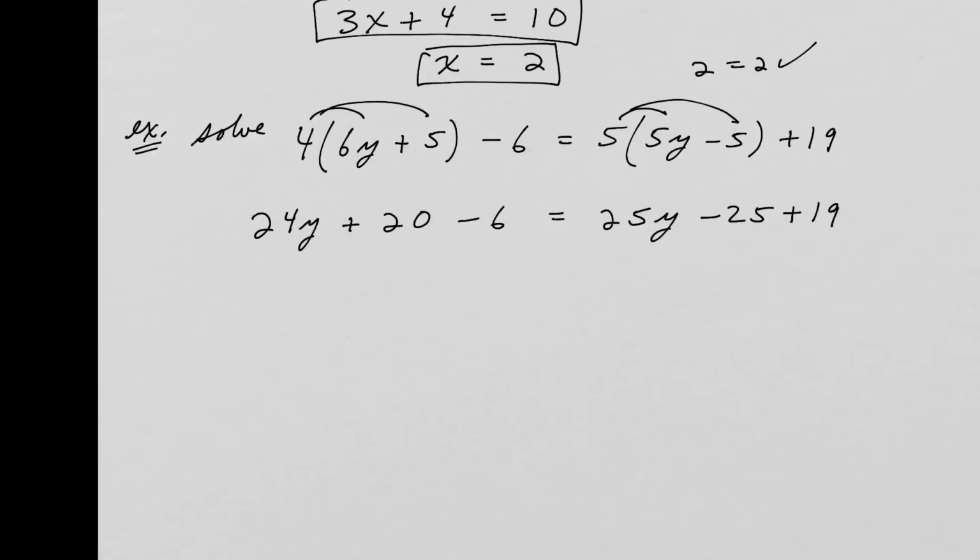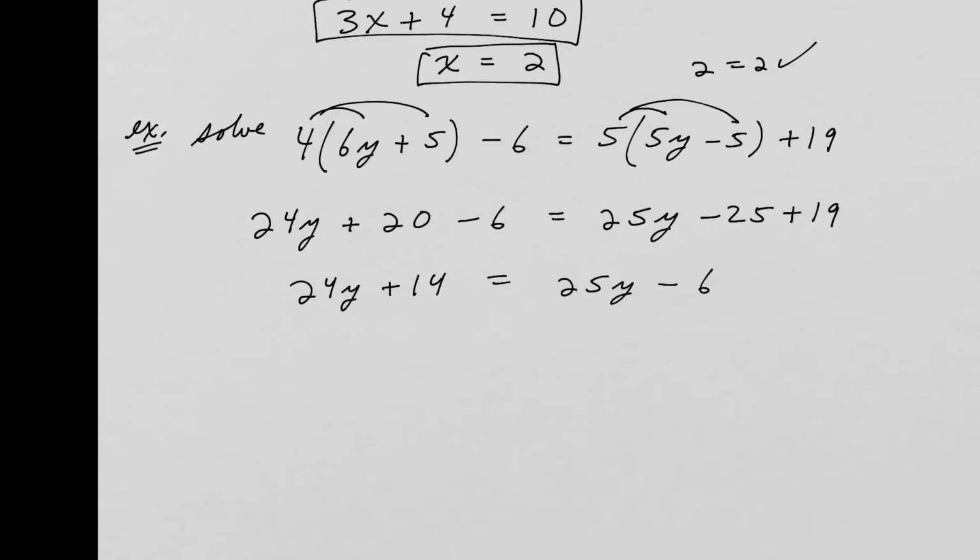Now if I look on either side of the equation, I can combine like terms. The constants are like terms. So what's 20 minus 6? Well, that's 14. There's no other y term, so I'll leave this as 24y plus 14, that's going to equal 25y. And then negative 25 plus 19 is a negative 6. So this is minus 6.